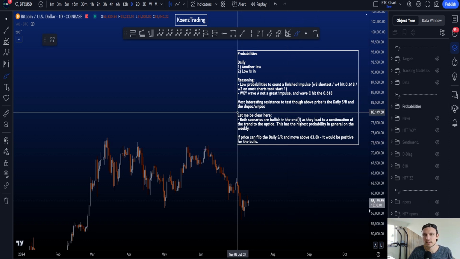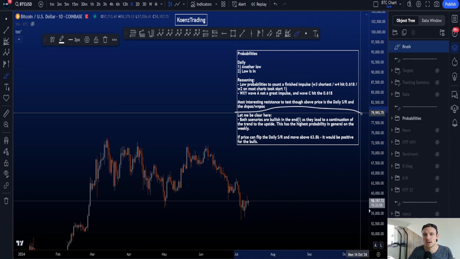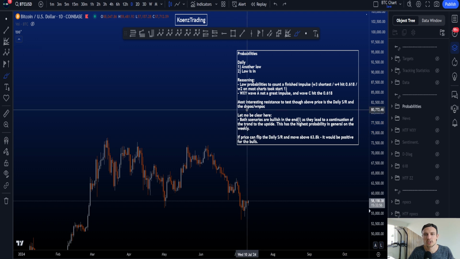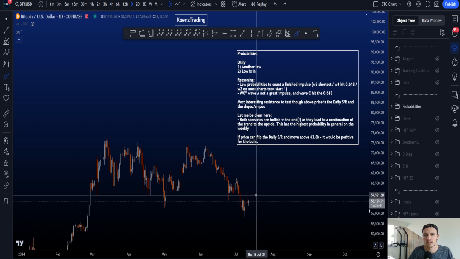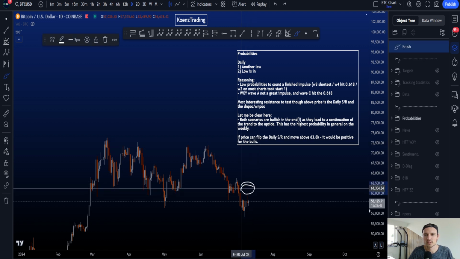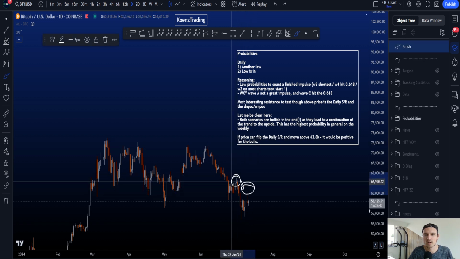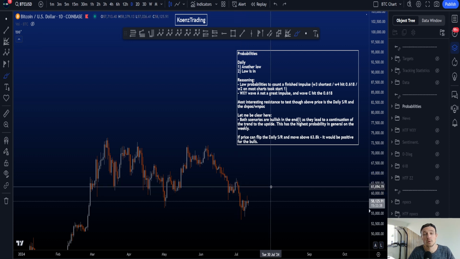Now let me be clear that both of these scenarios are bullish in the end, as they lead to a continuation of the trend towards the upside, right, on the weekly time frame. This has the highest probability in general on the weekly. If price can flip the daily support resistance area and move above this high over here without making a new low, that would be positive for the bulls.